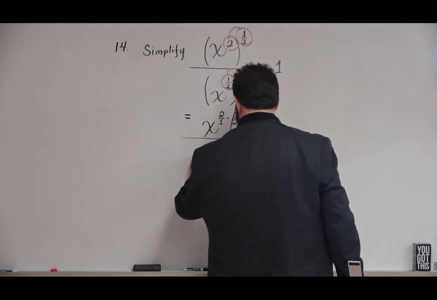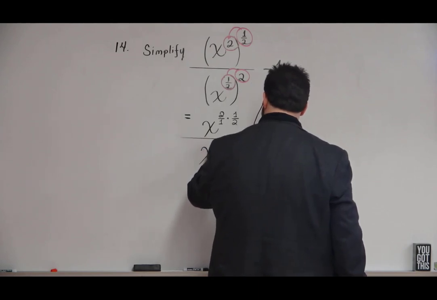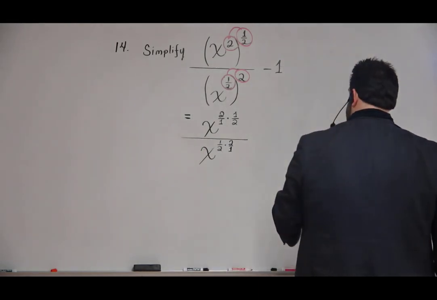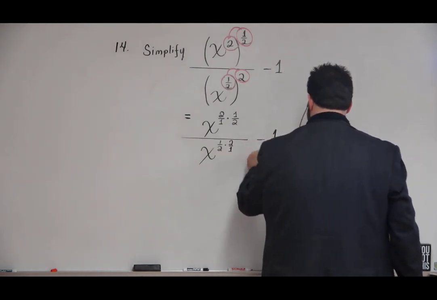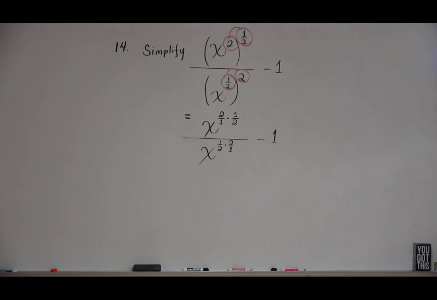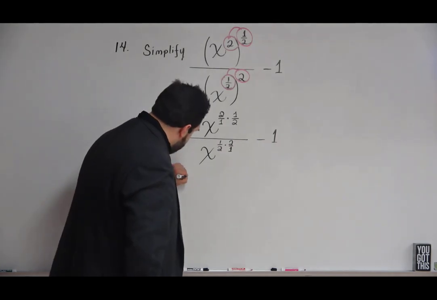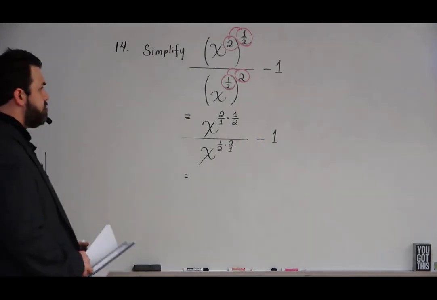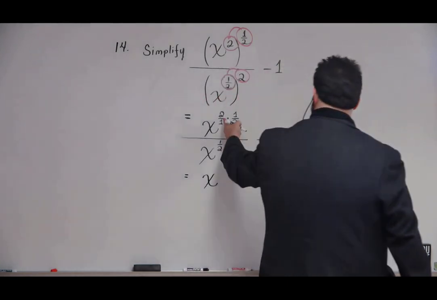Then I have x raised to the power of 1 over 2 times 2 over 1. And then don't forget that it's big -1 out here. Okay? We're just taking our time. Now we put another equal sign. And we have x on top. Let's see what this is.